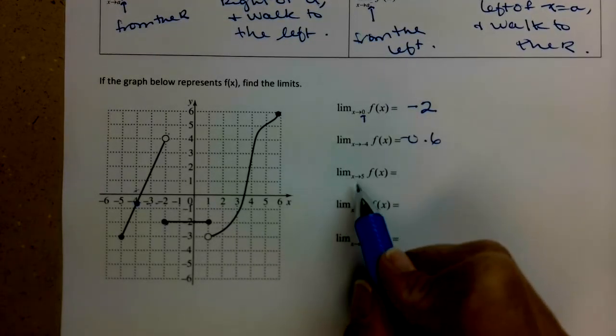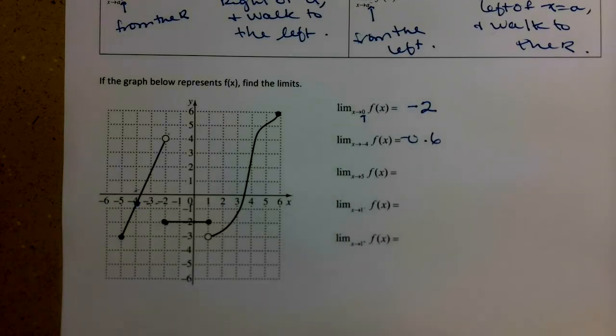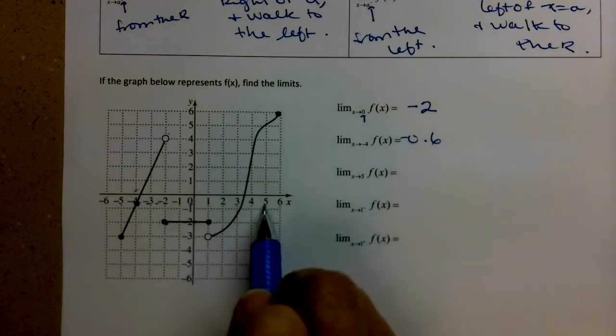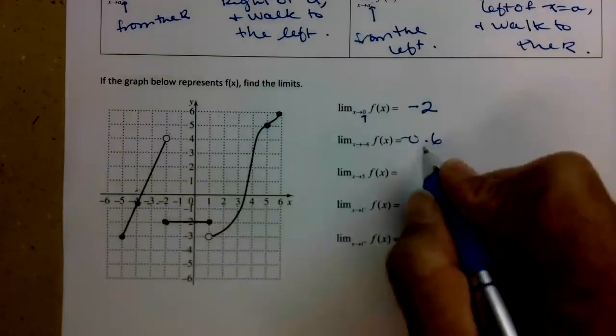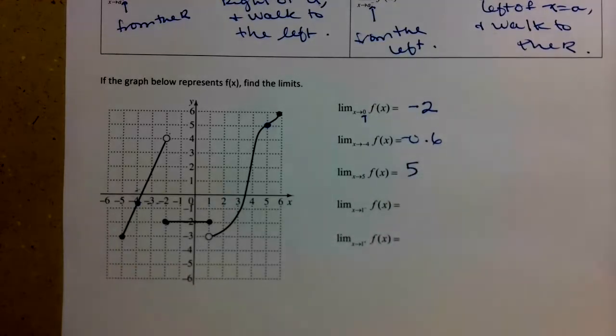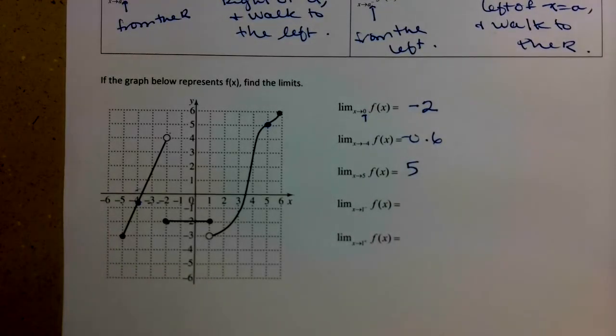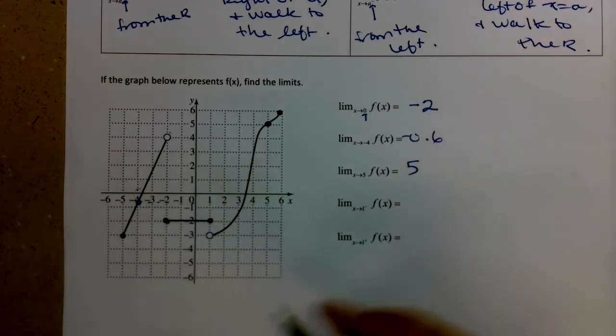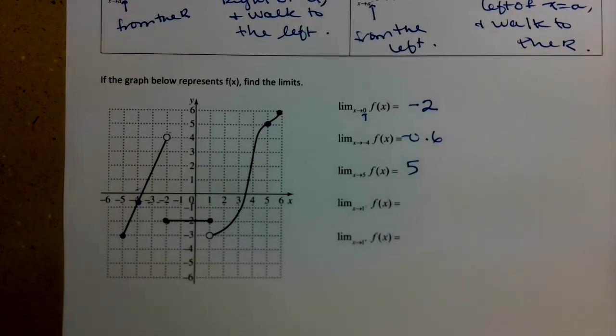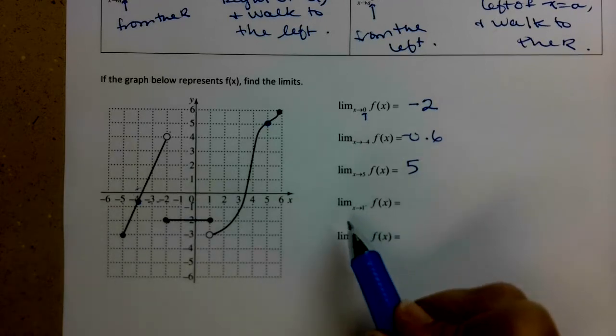How about this one? What's the limit as x approaches 5? So you go to where x equals 5, go up and look on your graph. That looks like the y value is approaching 5 as well. So unless you've got a big old gap or a jump or something, the limit is just the y value there.